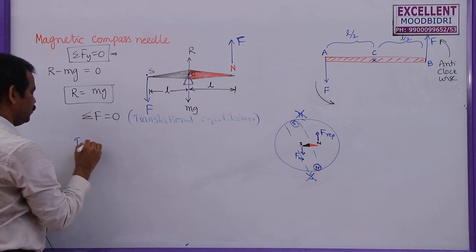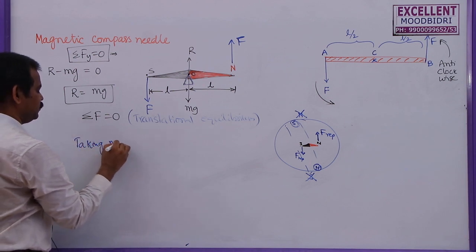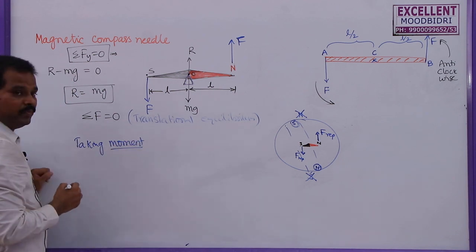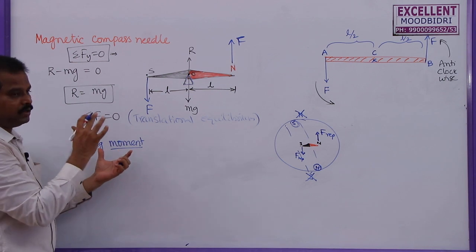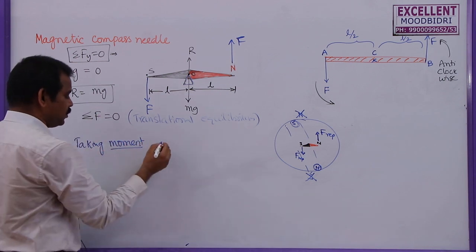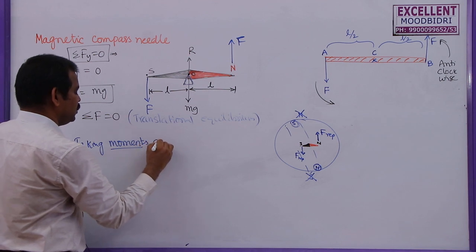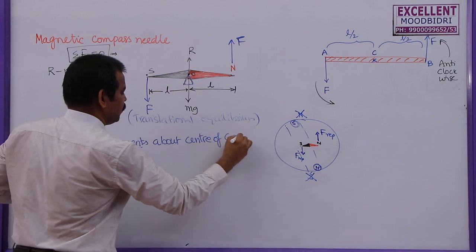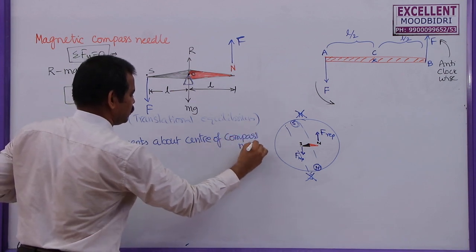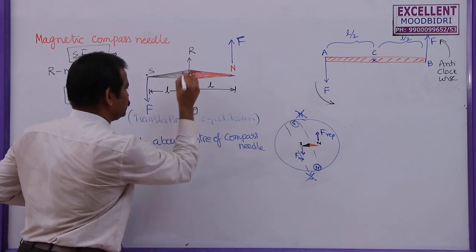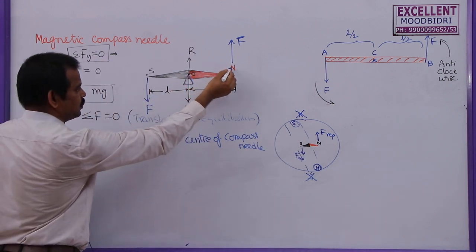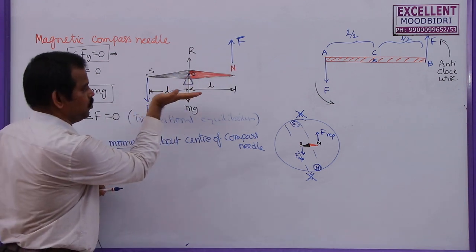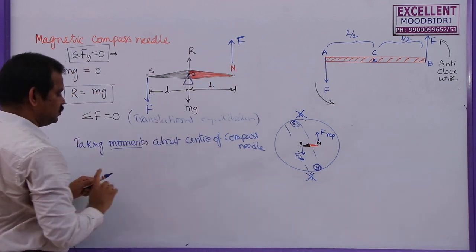Now taking moments about the center of the compass needle. Here, instead of moment of force, I am using the word moment only. If it is not mentioned, always consider force into distance only, that is the moment of force. So taking moments about the center of the compass needle, that is about O, this point. Now what is the torque, the moment of this force about this point? Once again, use the right hand palm rule. L, force is upwards, torque is outwards.